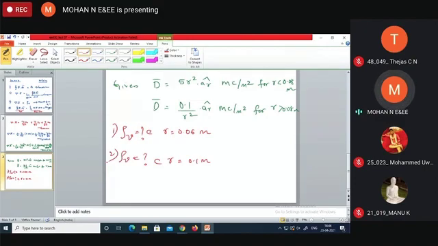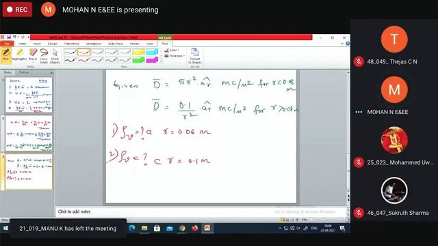So what are we doing? We are assuming that it is in spherical coordinates. You can also assume cylindrical coordinates. We are assuming a symmetrical coordinate system, and we are supposed to find that rho v. So rho v at two different radii: one at r equal to 0.06 meter, and again at 0.1 meter. What is the charge density using the flux density?